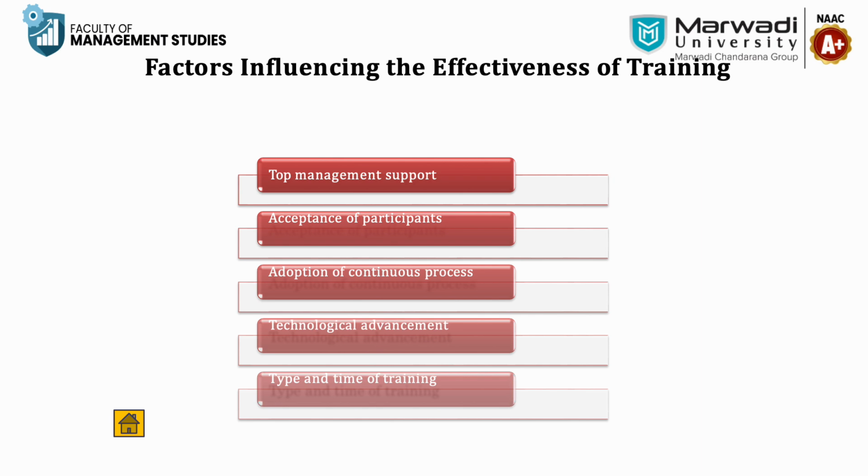The next topic, before we start with the methods of training, is what are the factors which influence the effectiveness of training? So the effectiveness of training is dependent on what factors, right? What helps in the effectiveness of training? So there are some 5 points which we need to discuss. Point number 1, top management support.